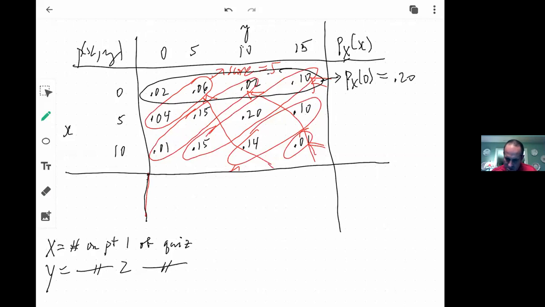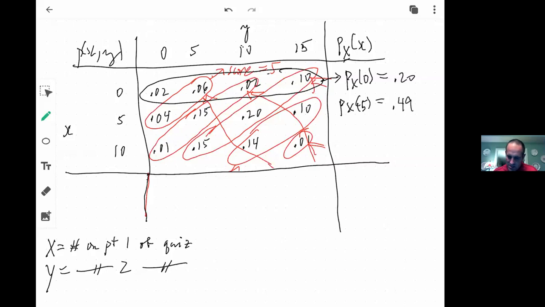Well, it's going to be 0.20. What about P sub X of 1? Well, P sub X of 1, I'm just going to add across this row right here. Actually, this is 5. Excuse me, it's 5. So what am I going to get here? It's going to be 0.3 plus 0.15 is 0.45, 0.49.